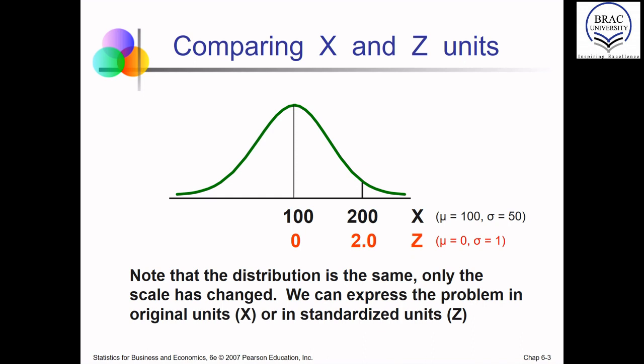We can express the problem in original units, that means in the form of X, or in standardized units, that means in the form of Z. Expressing such problems in the form of standardized units is easier. These are much easier in everyday problems. Hence, we will use standard normal distribution for the rest of this chapter. That's what we will focus on.